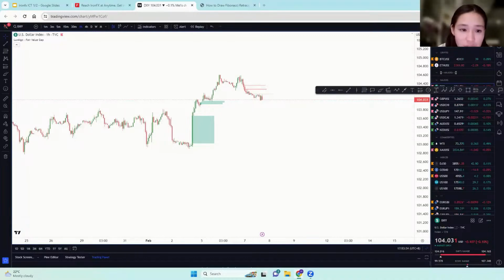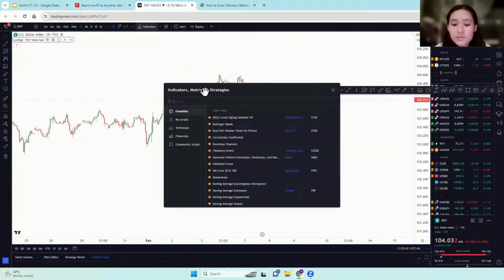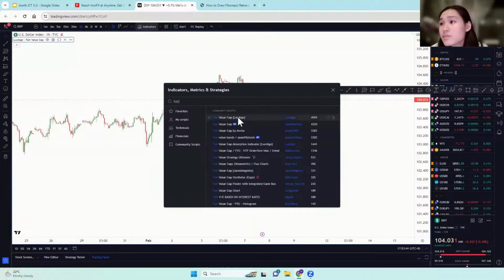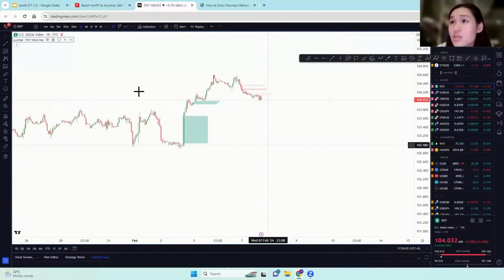So the one that we use is the LuxAlgo one. This one here. This automatically helps you to find FVGs on any time frame, and it will help you to highlight the level as well.